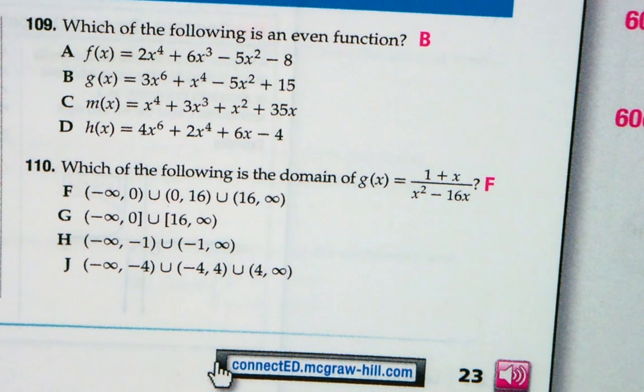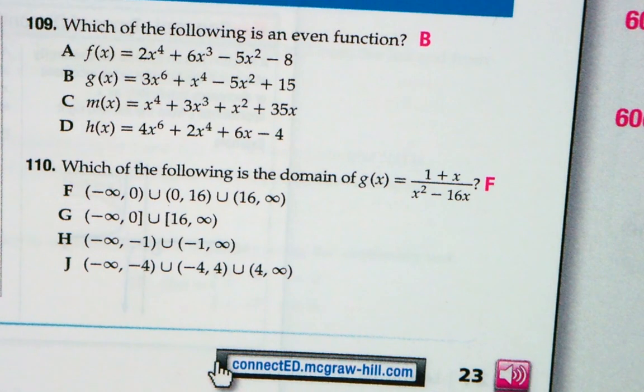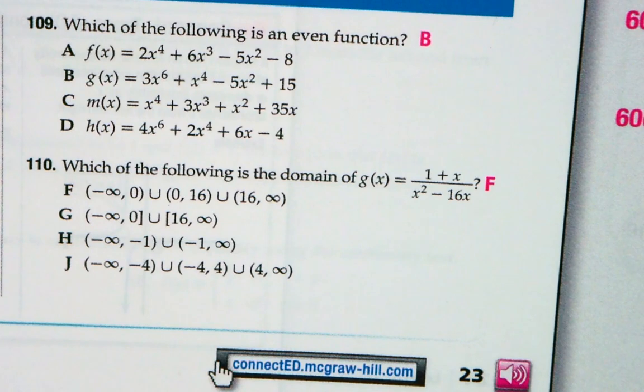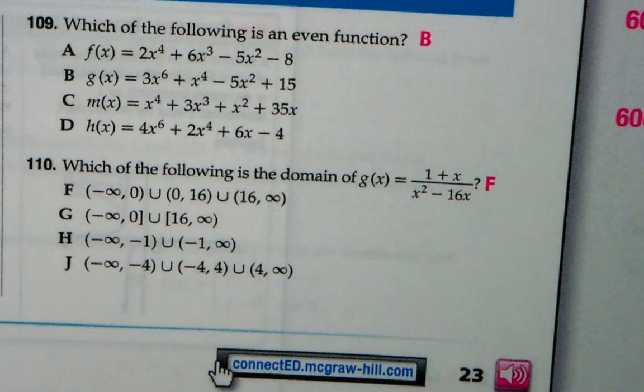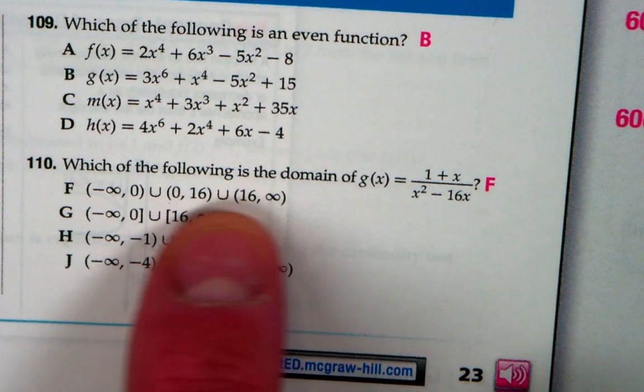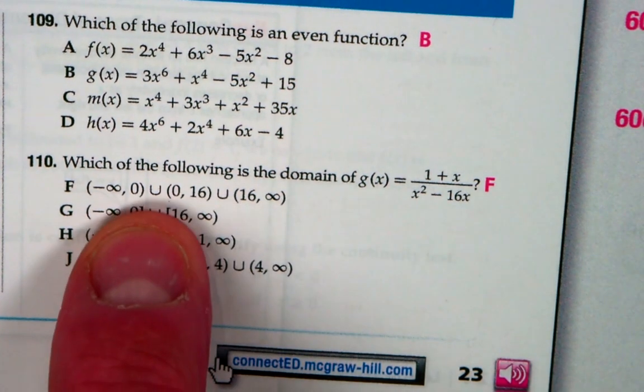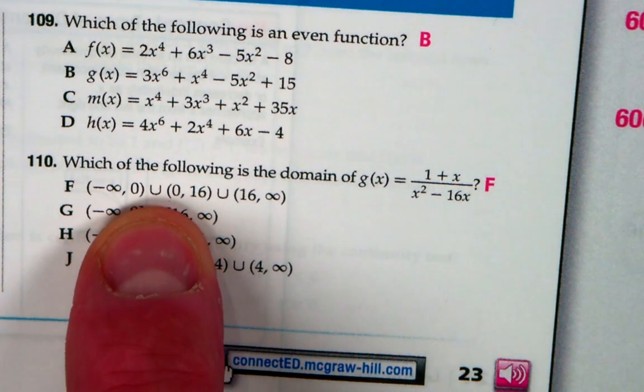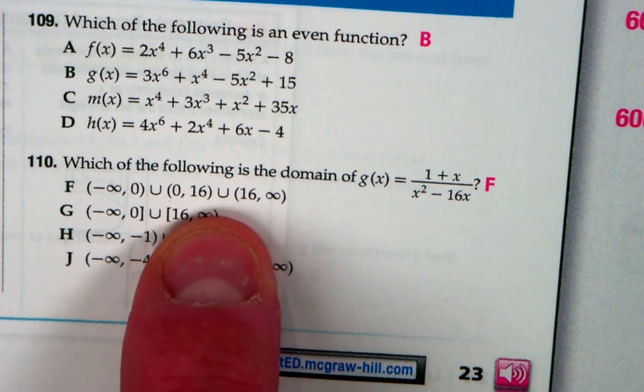Domain. So on this one, I don't care about the top. The bottom can't be 0, so the bottom can't be 0 or 16. How do I know that? I just took out an X. So if you set the bottom equal to 0, you get x times the quantity x minus 16. So you get 0 and 16. So it's everything but 0 and 16. So it's F. Because by doing this, they skipped 0. And by doing this, they skipped 16.